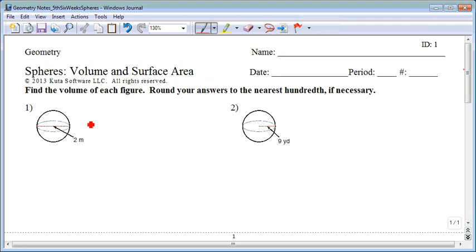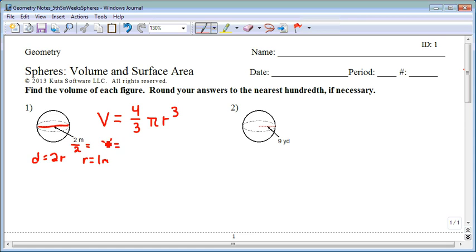Okay, so for problem number 1, our volume is equal to 4/3 pi r cubed. Now the first thing we have to note here is that we are not given the radius in this problem. We are given the diameter. And we know that a diameter is equal to 2 radii. So I have to take this diameter and I have to divide it by 2. So my radius is equal to 1 meter.